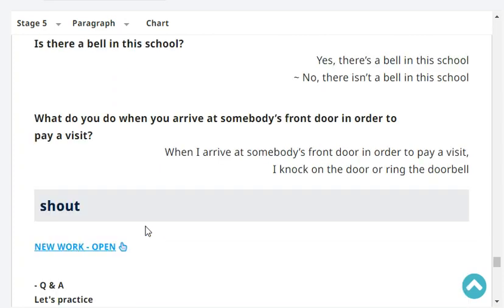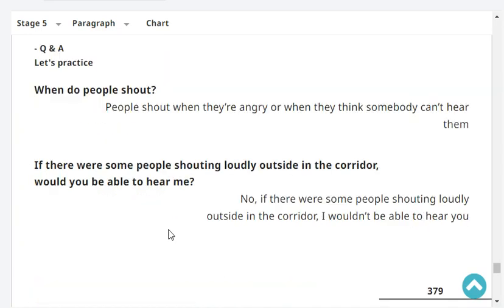What do you do when you arrive at somebody's front door in order to pay a visit? When I arrive at somebody's front door in order to pay a visit, I knock on the door or ring the doorbell. Very good.